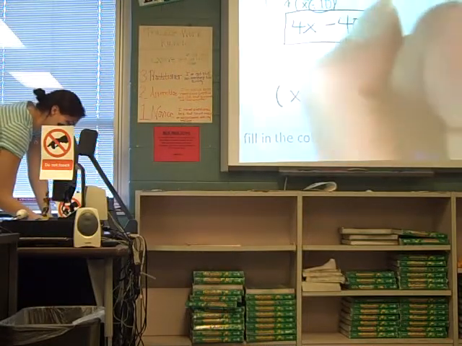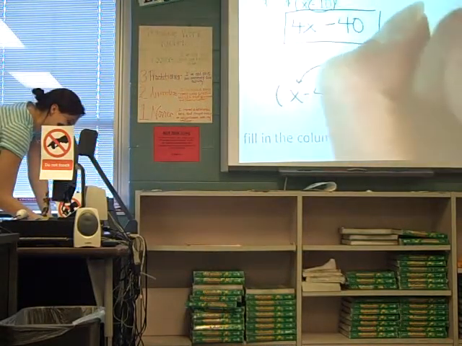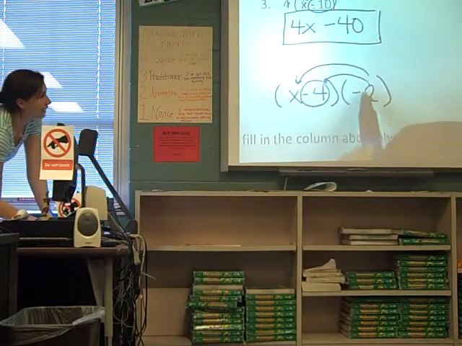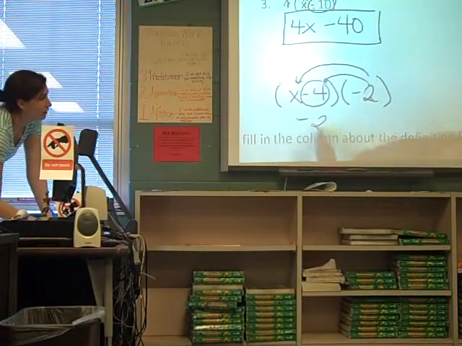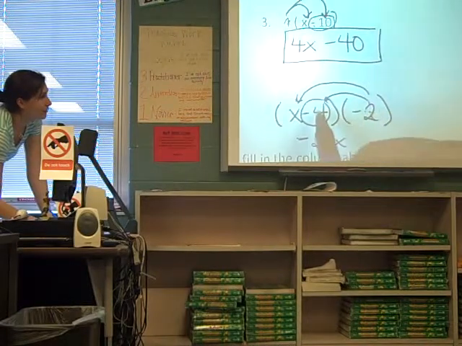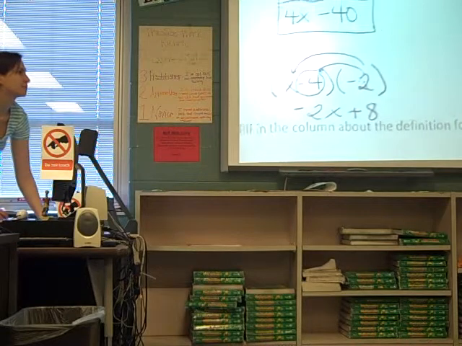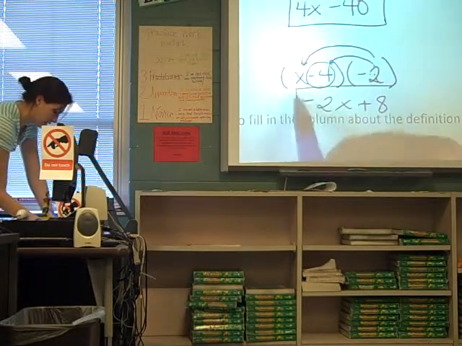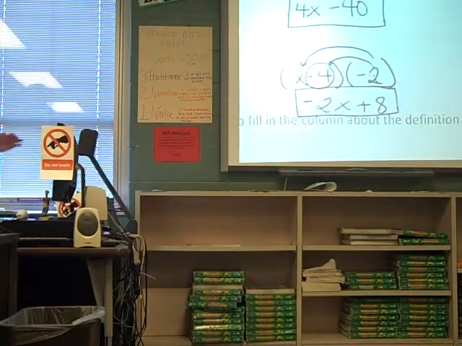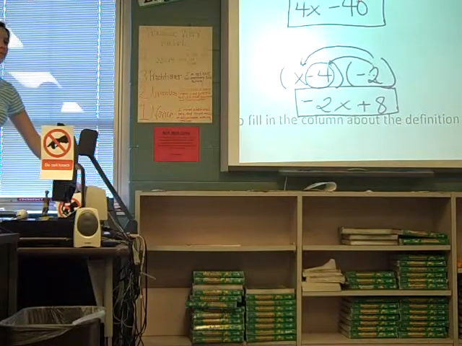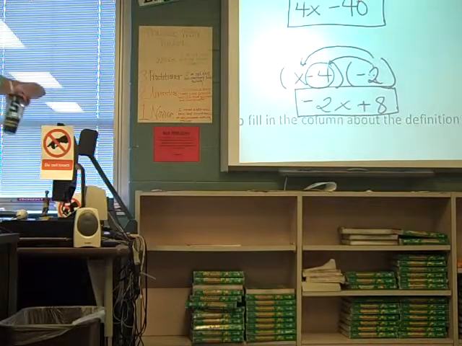So I'm going to do negative 2 times x, and then negative 2 times this negative 4. So negative 2 times x is negative 2x. Negative 2 times negative 4 is a positive 8. Okay? I know I split it, but I'll fix it. Questions at all about this?